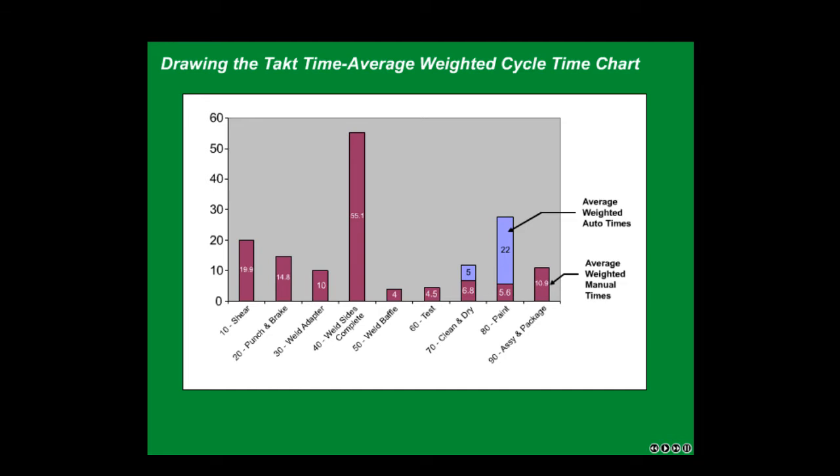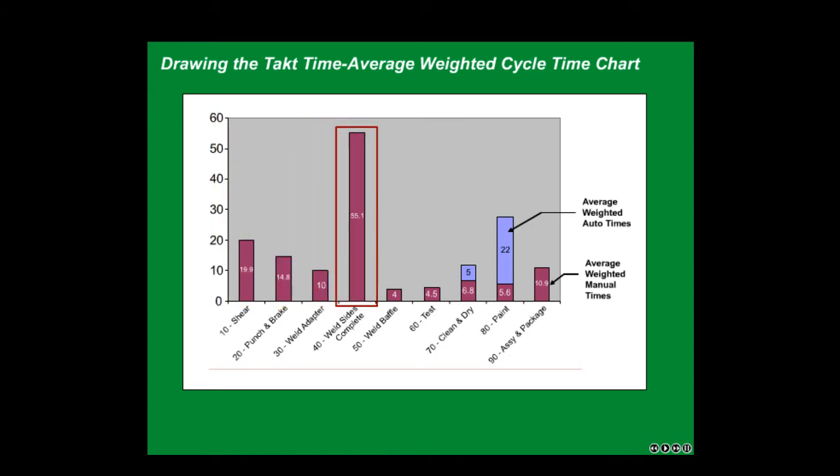Much like we drew the cycle time chart in the Part A tutorial on balancing, then added the takt time to get the cycle time takt time chart, for multiple part models we start with the average weighted cycle time chart and add takt time. Let's draw the average weighted cycle time chart now. Along the horizontal axis, sequentially list each work element name. In our case, shear, punch and break, weld adapter, and so on. The height of the y-axis needs to be tall enough to cover the time it takes to complete the longest work element average weighted time that we calculated.